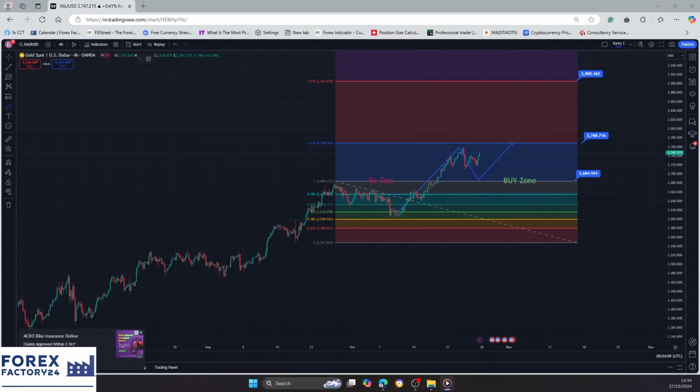So keep an eye on how price behaves around the $2,768 level. This is where we could either see a retracement or another continuation upward. Watch for those signals.